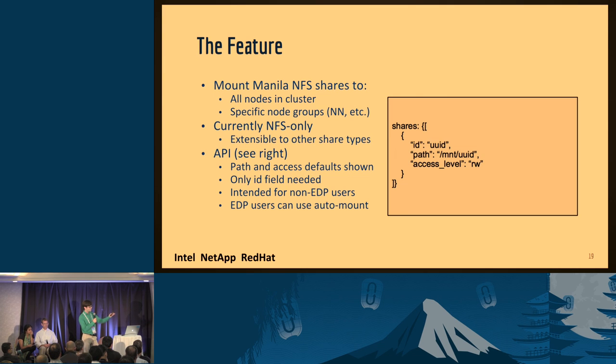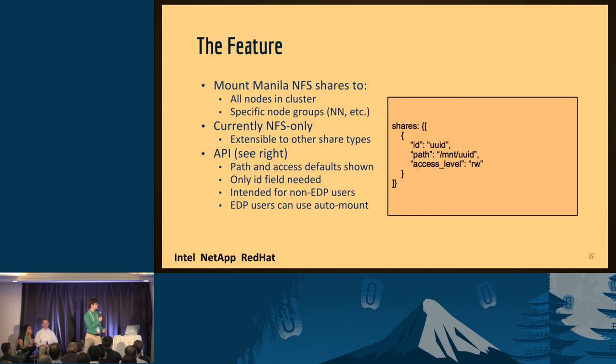You can optionally provide a path at which to mount that share and provide the access level at which you want your cluster to be able to access it, either read-write or read-only per Manila's API. This API actually is only required for users who aren't intending to use Sahara's EDP features, it should be noted. If you are using Sahara's EDP features, as we're about to go over, when you create a job binary or a data source in Sahara, Sahara will automatically mount the appropriate share for you, and you don't have to worry about it.